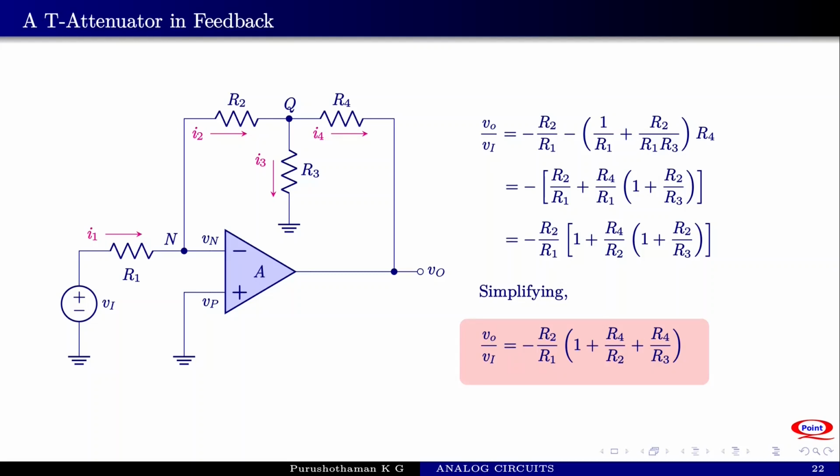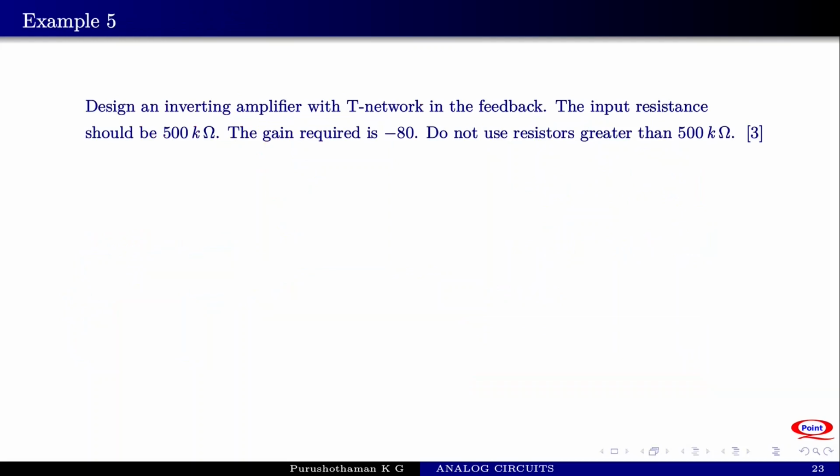Finally, the gain will be equal to minus R2 by R1 into 1 plus R4 by R2 plus R4 by R3. Is there any advantage in connecting a T network in the feedback path? Let us see a problem.